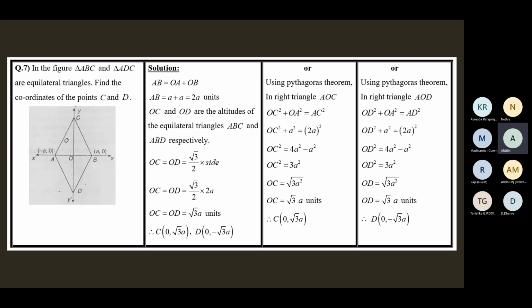Yeah, so same question. It comes in many places. Here the coordinates are a comma 0 and minus a comma 0. Earlier we saw 4, I think: 0 comma 4 and 0 comma minus 4. So here it is a comma 0 and minus a comma 0. I think it's better you write down this, children. Just for the sake of practice, you can write down this.